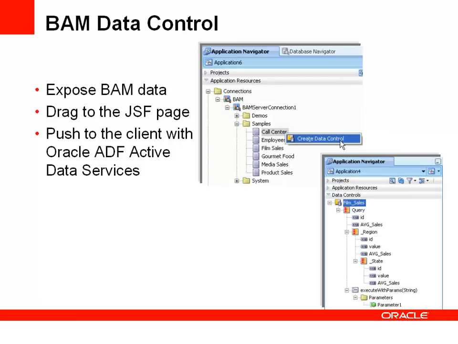The BAM data control, as we talked about before, for those of you that are not familiar, BAM is the business activity monitoring software that is provided as part of the Oracle Fusion stack. The BAM data control allows us to expose BAM data into an ADF application. We simply treat it as any other data control. We drag it to a JSF page, and it uses the data binding to tie everything together. It also allows us to push the client functionality utilizing the ADF Active Data Services, which was extremely important as part of the BAM data control development.